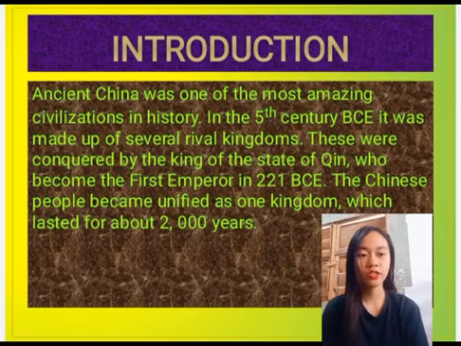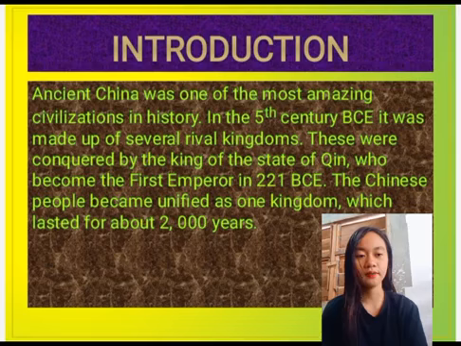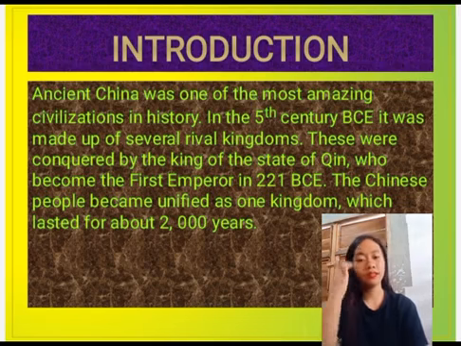Introduction. Ancient China was one of the most amazing civilizations in history. In the 5th century BCE, it was made up of several rival kingdoms. These were conquered by the king of the state of Qin, who became the first emperor in 221 BCE. The Chinese people became unified as one kingdom, which lasted for about 2,000 years.